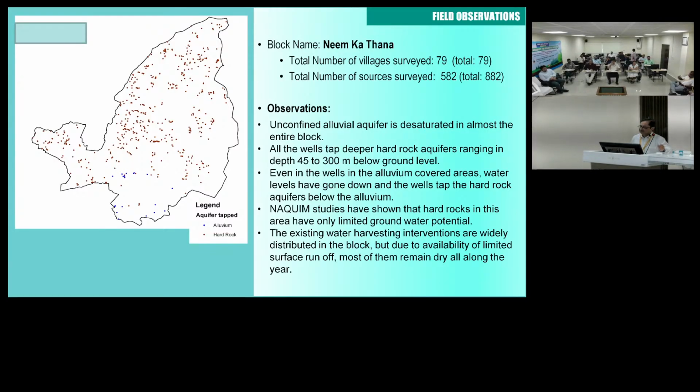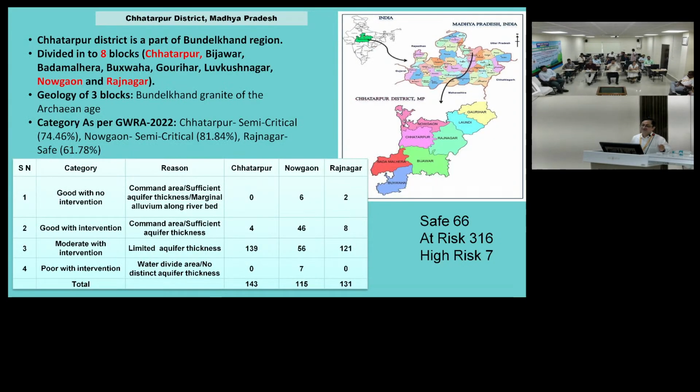Then this is Madhya Pradesh Chhatarpur area. Here the main issue is it is a hard rock area, and not over exploited, but this area is semi critical, and one block is even safe in this area. So, here we have done the study for this number of blocks.